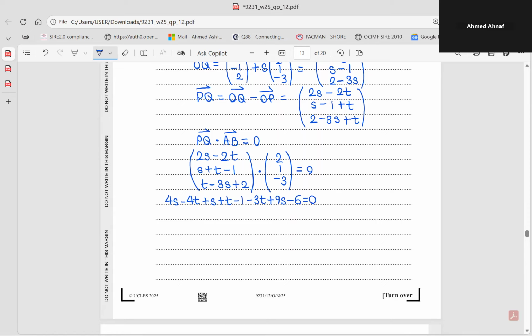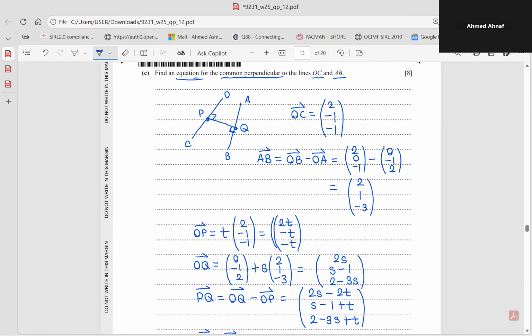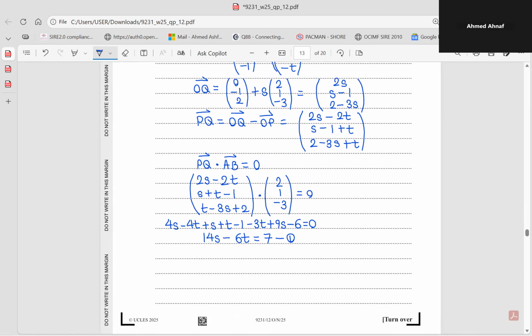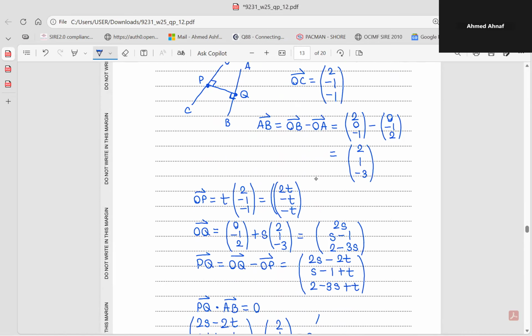So 4 plus 1 plus 9, that is 14s, minus 4t plus t minus 3t, so that's minus 6t. That equals negative 1 minus 6, that is negative 7. So yeah, this equals negative 7. So this is the first equation. Yeah, let's do the same for PQ and OC.